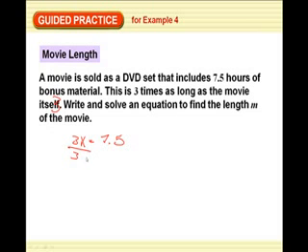Divide by 3. Get the x by itself. 7.5 divided by 3 goes in there twice, which is 6. Oops, I'd go up there. The movie's 2.5 hours.